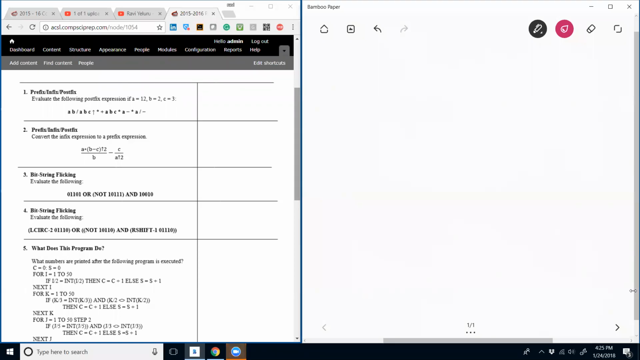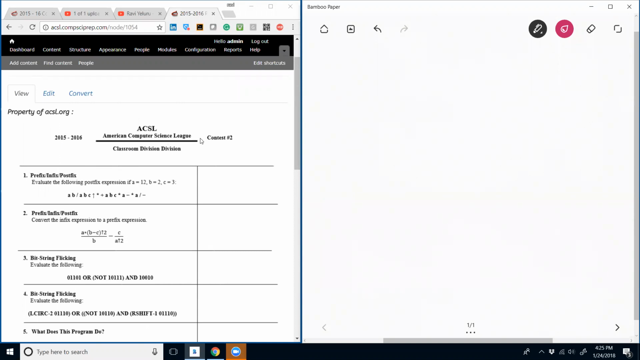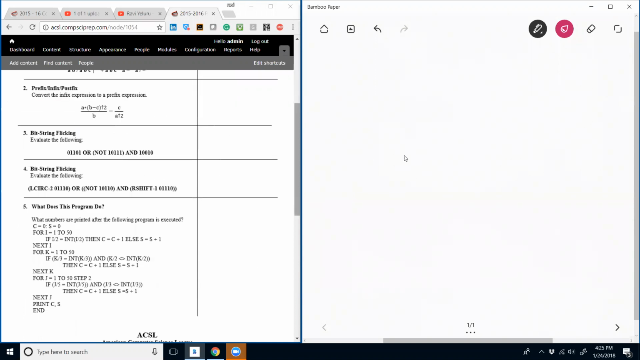All right, you're seeing a prefix, infix, postfix problem number 2 from the 2015-2016 ACSL exam. This is contest 2. The problem says, given an expression that looks exactly like a normal math expression, you can call it an infix expression. Now the question asked is to convert it to prefix.